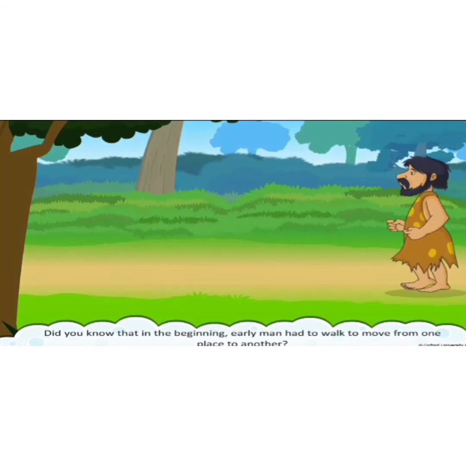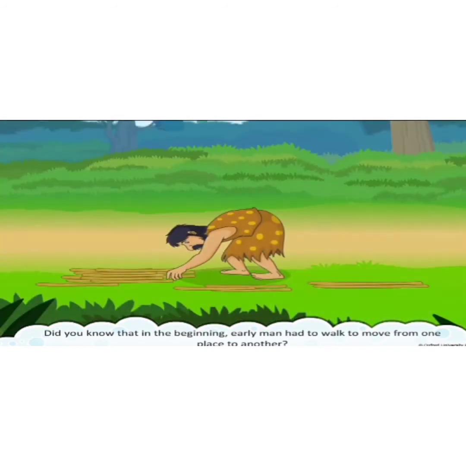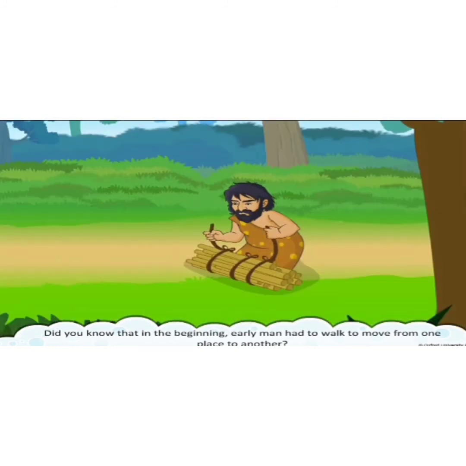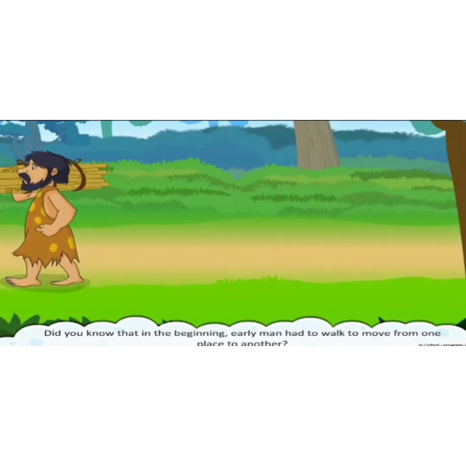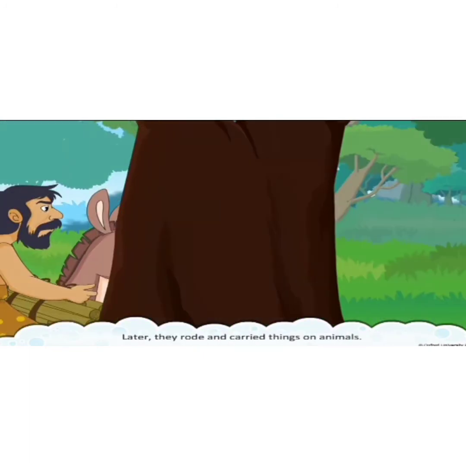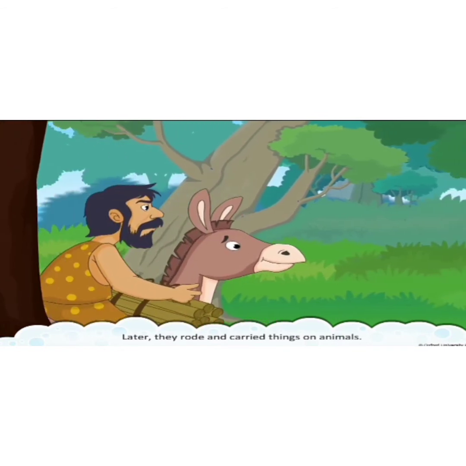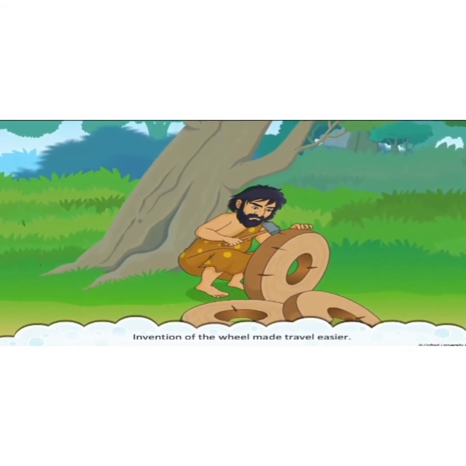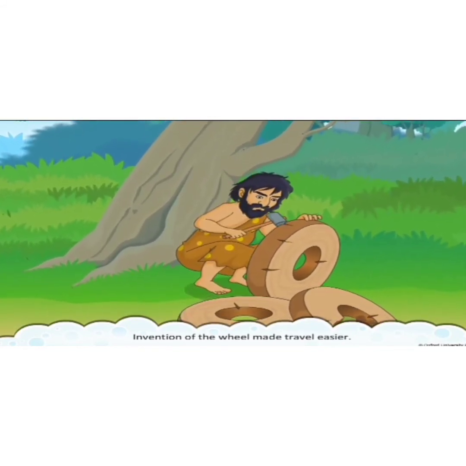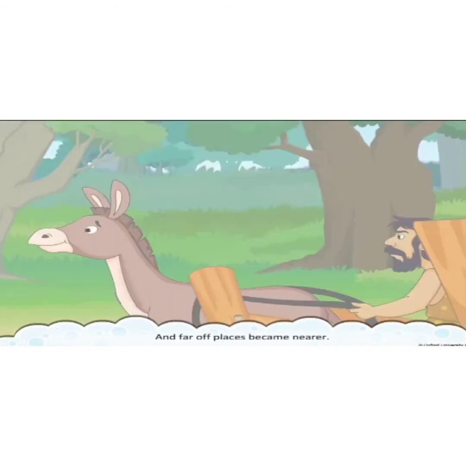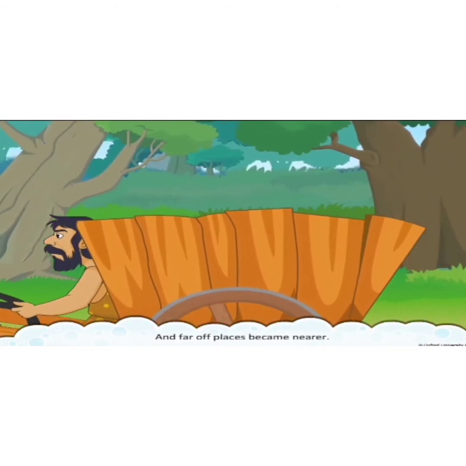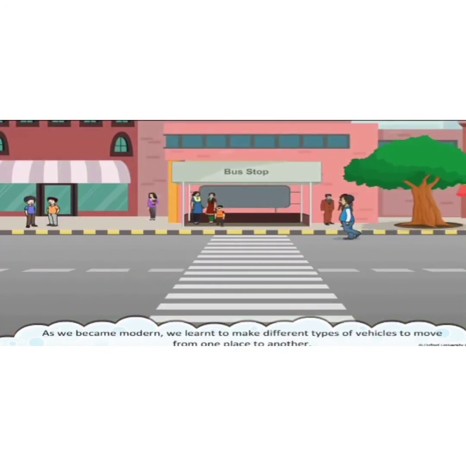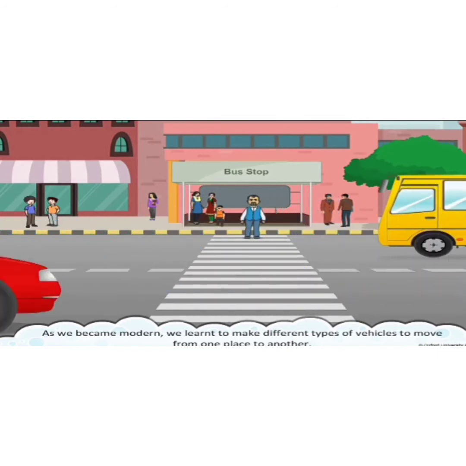Did you know that in the beginning, early humans had to walk to move from one place to another? It took them a long time to travel. Later, they rode and carried things on animals. After the invention of the wheel, travel became easier. We can now go to far-off places quickly and easily. Today, we use different types of vehicles to travel.